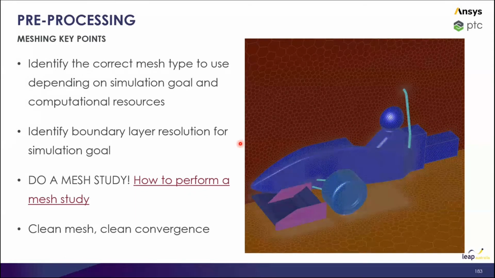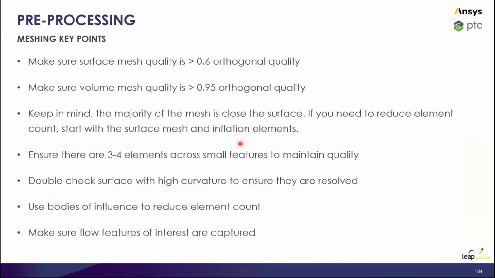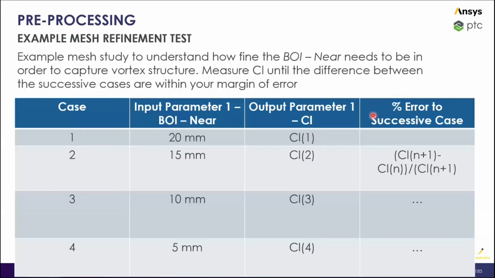Having a clean mesh is also generally going to help with convergence. A couple of things to keep in mind: things like orthogonal quality, and 3 elements across some of these small features to keep quality really good. I'll let you go over some of the finer points. Check and double check areas of importance, high curvature, and influence, and use bodies of influence to really pick it up. If you're not sure how fine your mesh is, build a small matrix for yourself and do some testing. Maybe you've just got one parameter, the body of influence around the near domain. You progressively make that smaller and smaller, and look at successively how the mesh is changing.